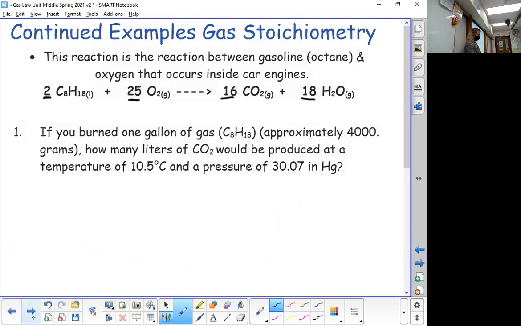So if you burned 1 gallon of gas, which is approximately 4,000 grams, we're going to figure out how many liters of CO2 would be produced, and we're going to change it to the conditions today. So right now, let's see what it says for weather.